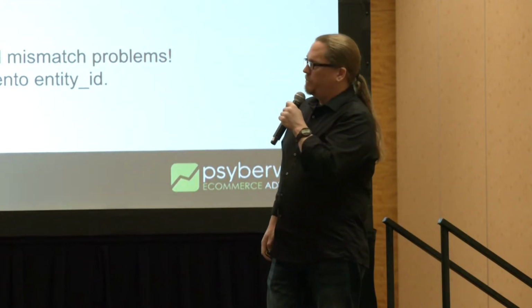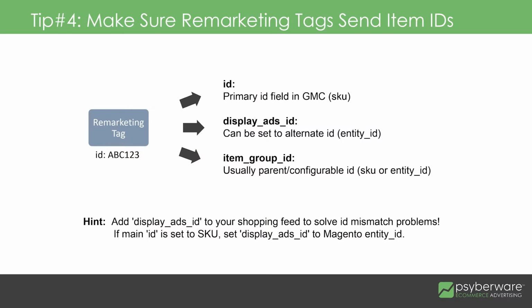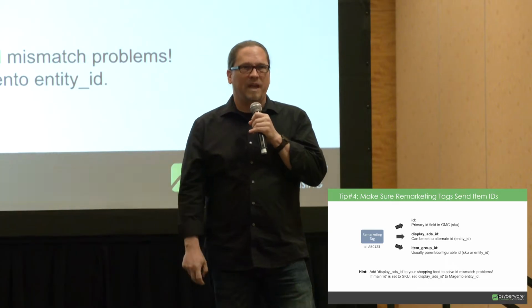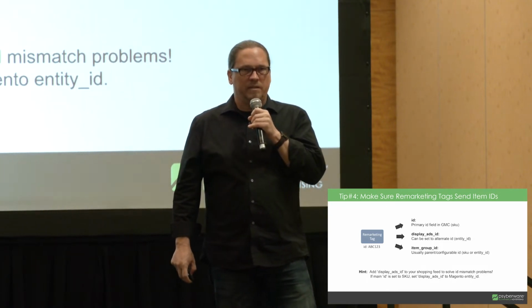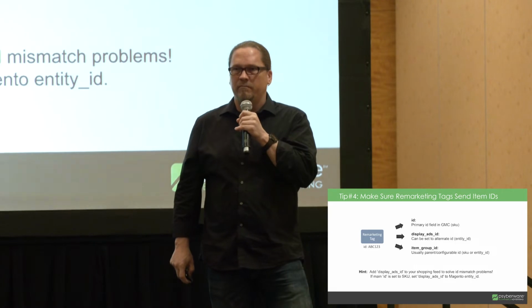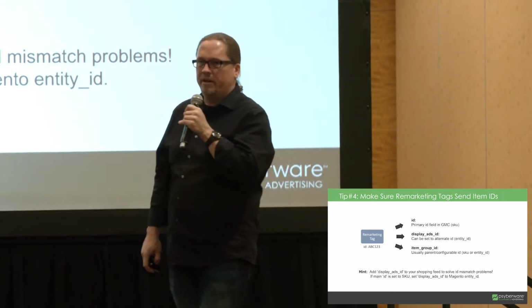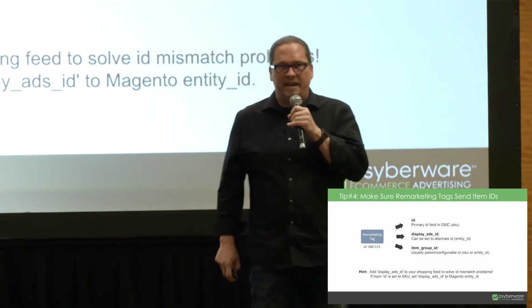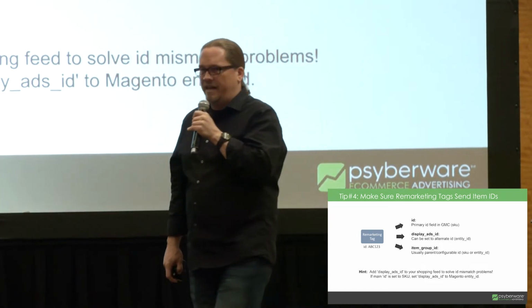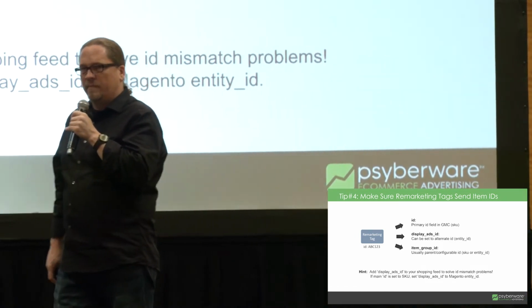The problem that comes up on a lot of Magento sites is we really have two unique IDs for every product. We have the SKU and we have the entity ID. And frequently we get mismatches between these. Whoever set up the shopping feed maybe added the SKU as the primary key in the shopping feed. But whoever set up the front end remarketing audience tagging set up the entity ID to be fired as the product ID.